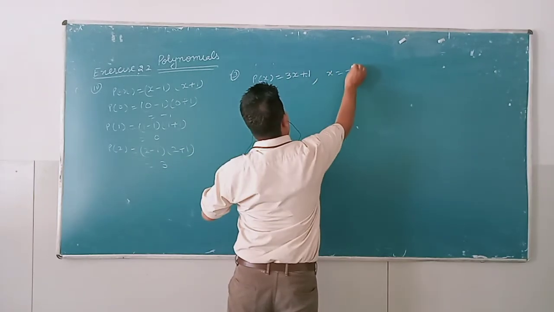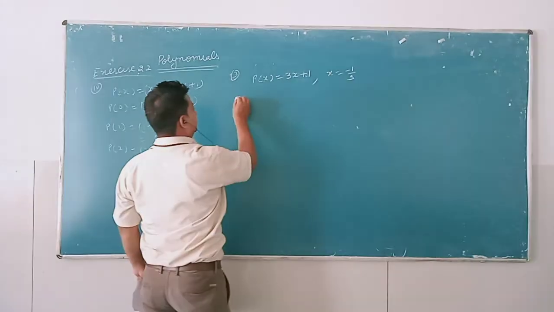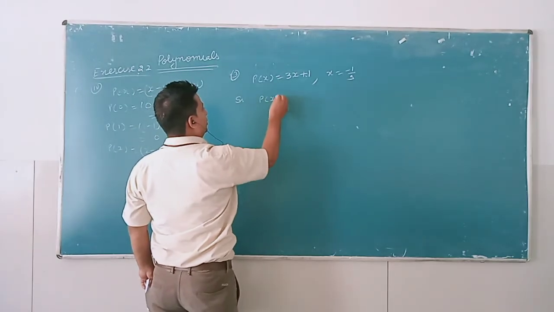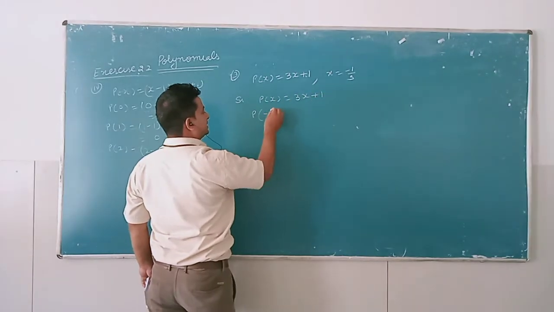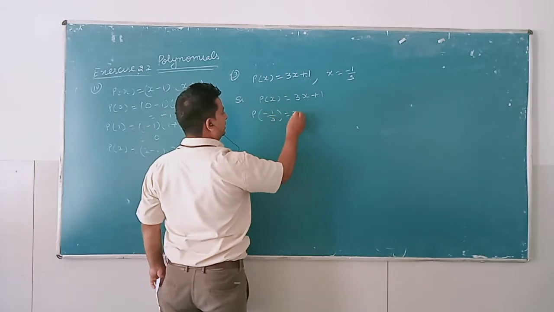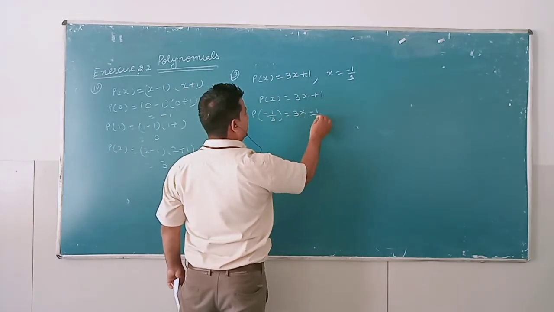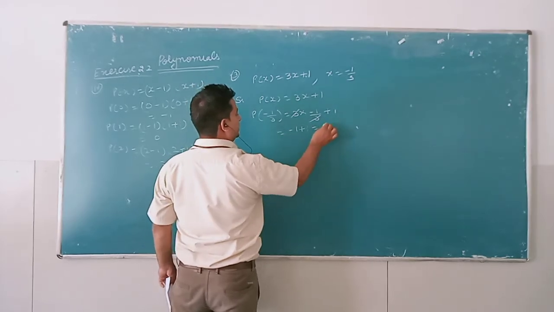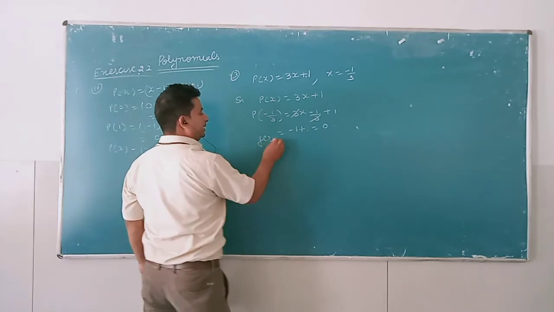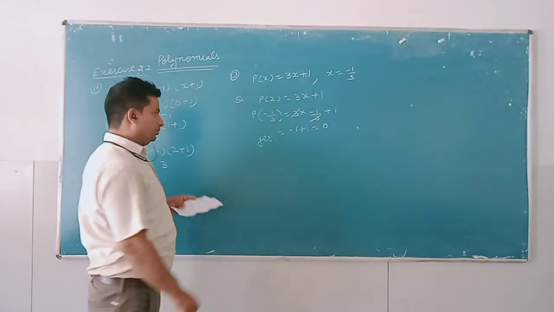In this question, x = -1/3. The given polynomial is 3x + 1. Here we put x = -1/3, then 3 into (-1/3) + 1. This cancels out: -1 + 1 is 0. So yes, it is a root of the polynomial.